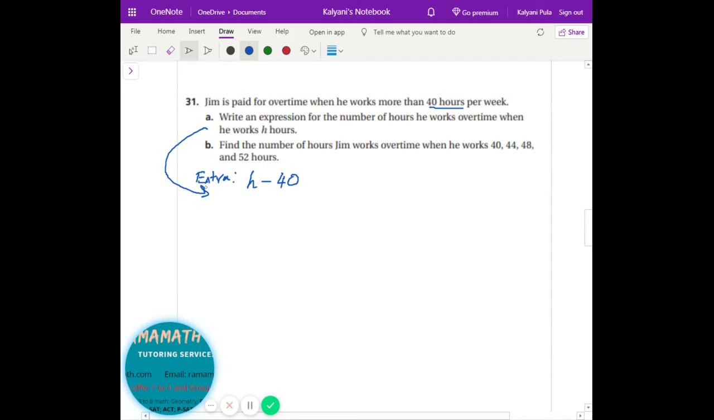Extra hours. So if you look at it, the first one, Jim works overtime when he works 40 hours, 40, 44, 48, 52. So the first one is if it is 40, that means 40 minus 40. There's no more extra hours. But if it is 44, take away 40, gets 4 extra hours. That makes sense? Yeah. Awesome.